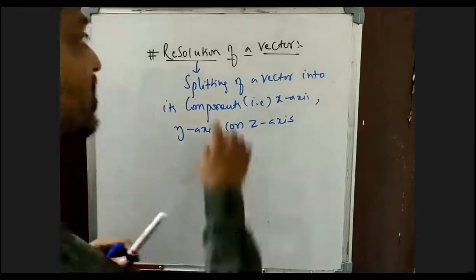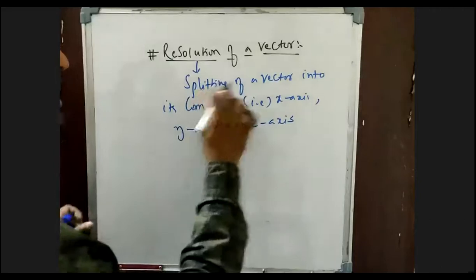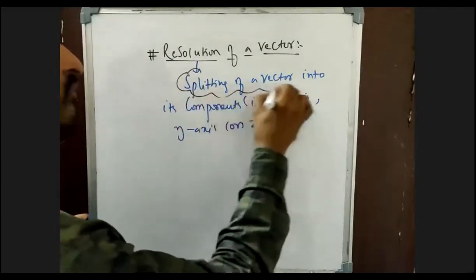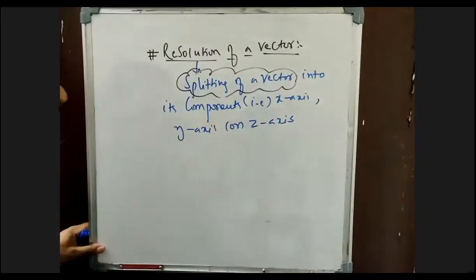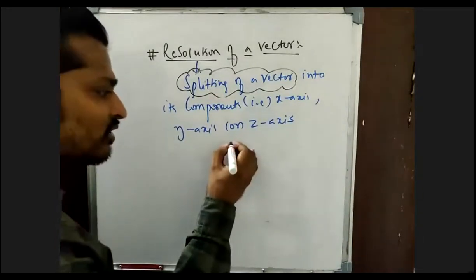Now see how we are doing right now. What do you mean by resolution of a vector? Splitting of a vector. That means dividing the vector into x component and y component, or x, y, and z components, is known as resolution of a vector.